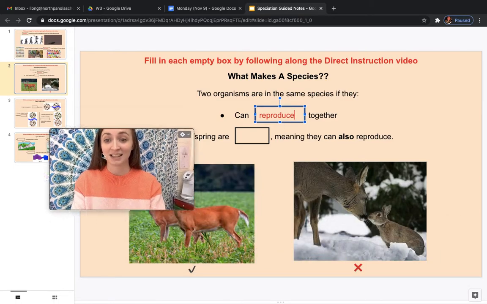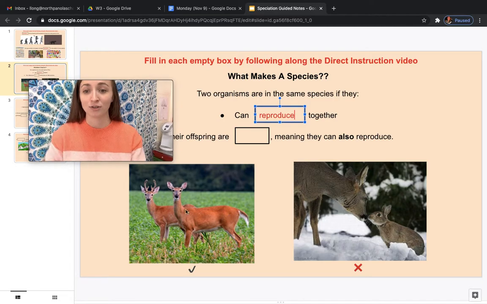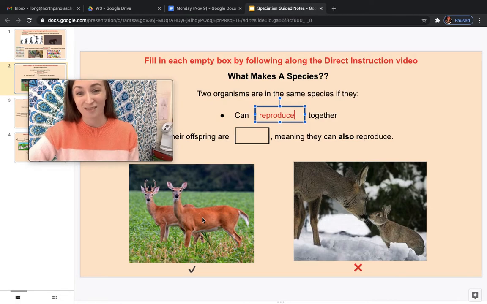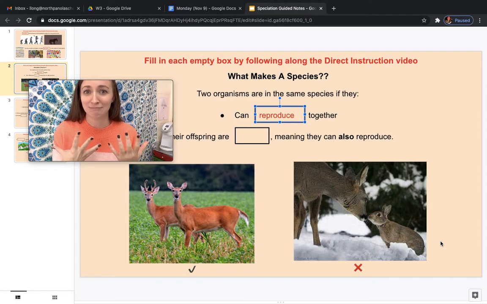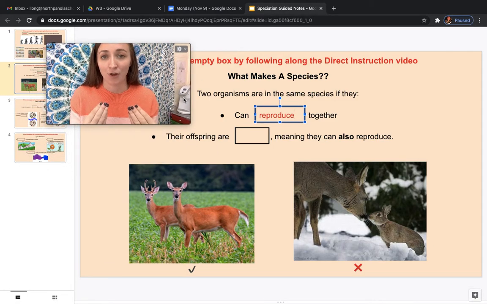So, let's look at this group of deer right here. These two deer, they're in the same species, so they are able to reproduce and create an offspring. See a little check mark. They passed the test. This deer and this rabbit, they're awfully cute together, but they're not going to be reproducing together. No deer bunny hybrid is going to happen. That would be a little weird. That's not enough though. Two different species can technically make an offspring, but there's a second rule that they have to follow to be classified in the same species.